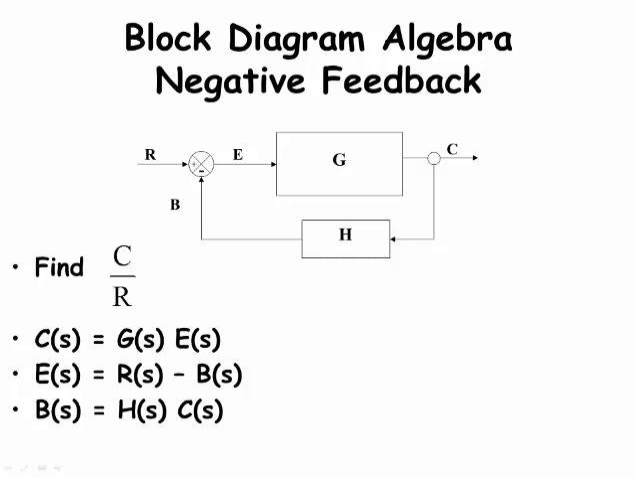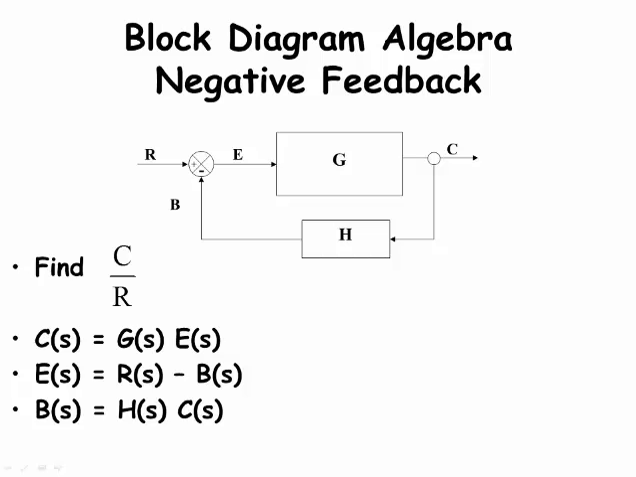Let's solve the same problem using block diagram algebra. This is the technique I recommend using because it is a method that we will need to use when we develop overall transfer functions for multi-loop systems. Our task is to find the overall transfer function C over R. Our block diagram is a simple two-transfer function closed-loop system with negative feedback.